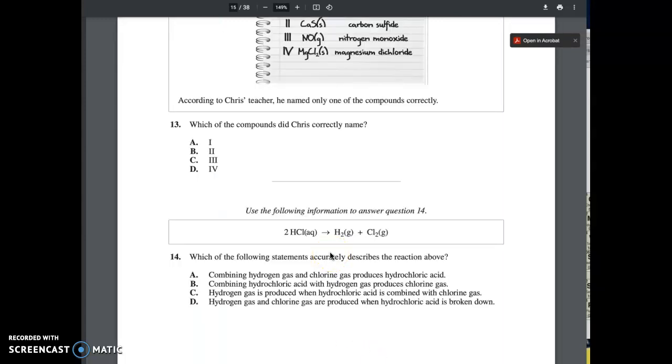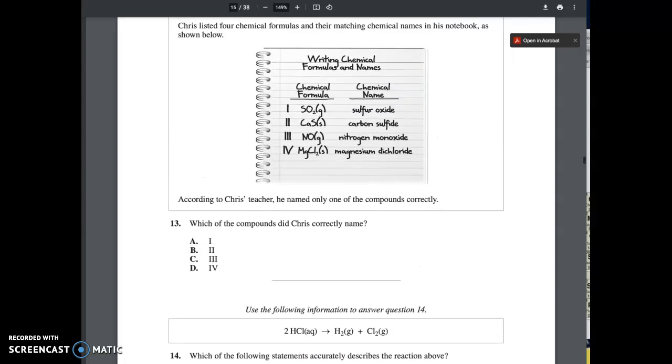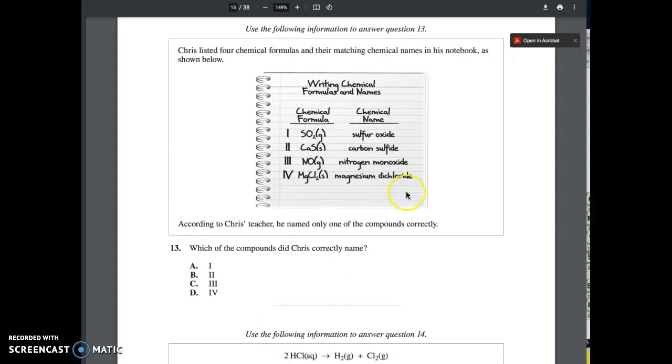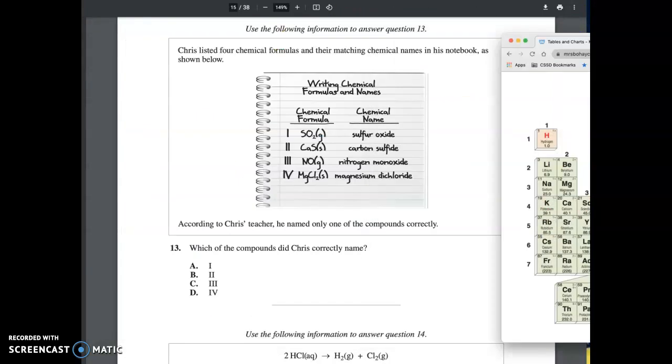So here we have with our naming, and Chris apparently is naming chemical formulas and writing their appropriate names. So let's see which one did he get right. Let's look at each of them one at a time because that helps us understand what's going on. S, sulfur, O, oxygen. Those two, according to our periodic table, are nonmetals. So it should be disulfur monoxide. Is that what was written?